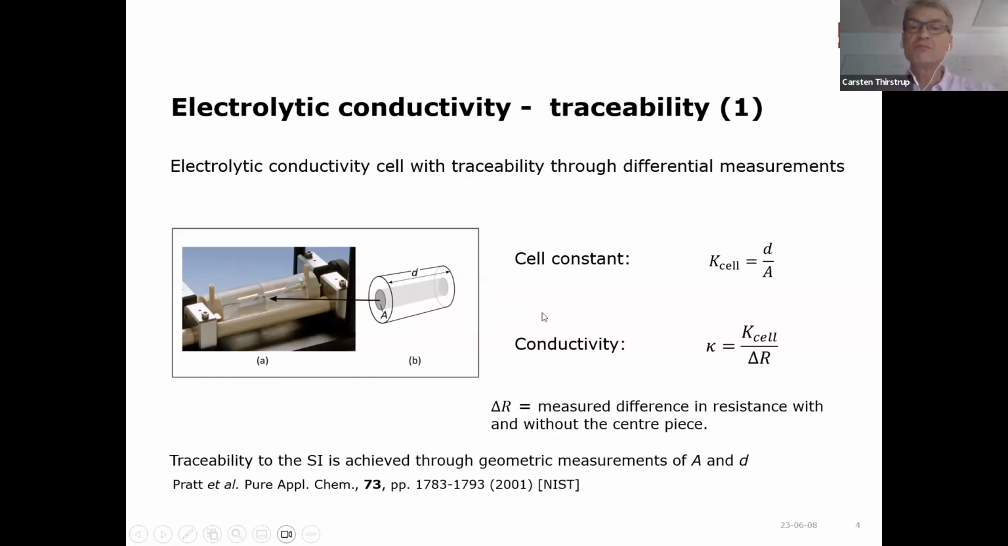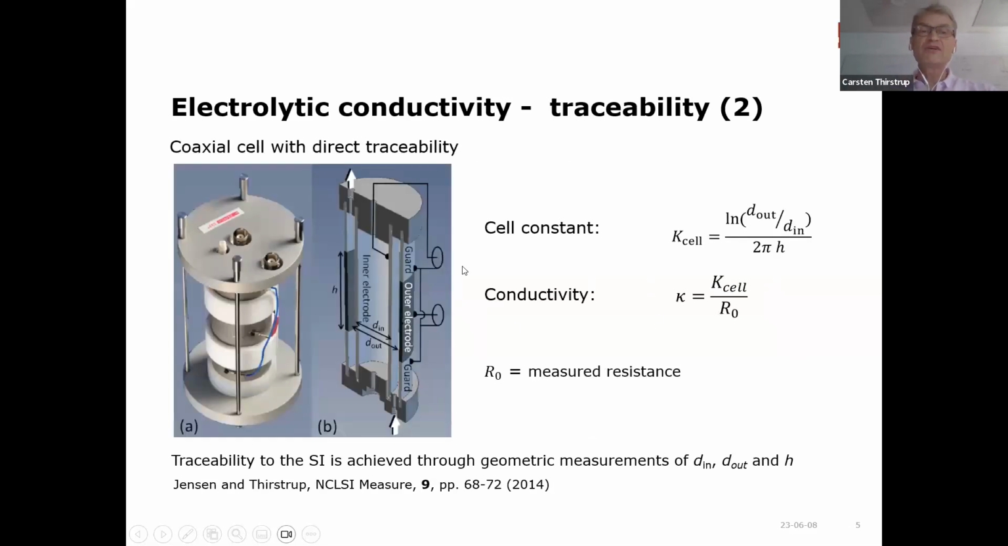One measurement of the bulk resistance with the centerpiece, and another measurement without the centerpiece. And then the conductivity can be computed as the cell constant divided by the difference in the resistance measured with the centerpiece and without the centerpiece. And this gives us direct traceability to the SI through measurements of the cross-sectional area A and the length of this centerpiece D.